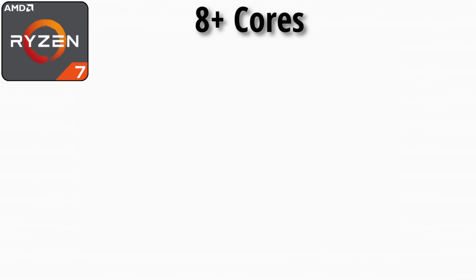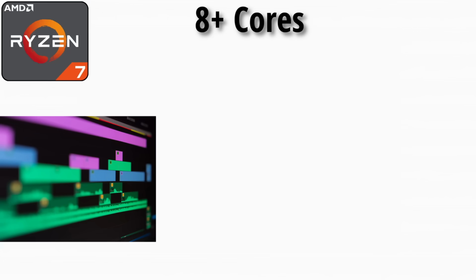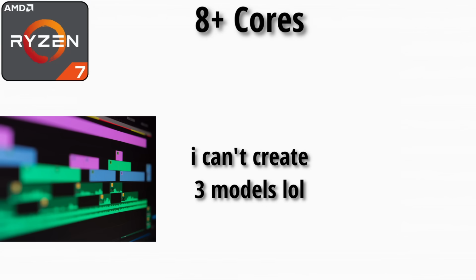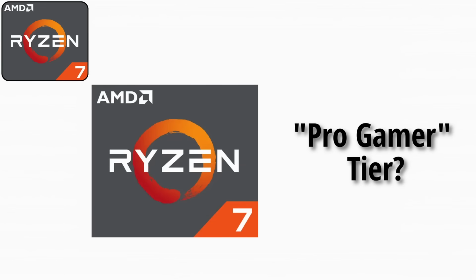Now we're talking serious power, the Ryzen 7. Ryzen 7 comes with 8 cores, sometimes more, and is meant for people who demand performance. If you're editing 4K videos, creating 3D models, streaming high-quality games, or doing heavy multitasking, Ryzen 7 handles it with ease.